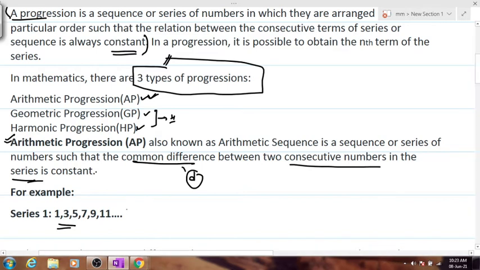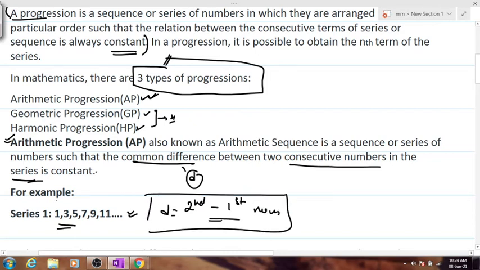Now, can anybody tell me what is the common difference in series number 1? Anyone? The common difference. Very good. Always remember it's calculated by the second number minus the first number. Okay. Some students will directly tell 1 minus 3, it's minus 2. No, the common difference out here is plus 2. Clear, everyone? Copy the definition of AP. This class will be only the introduction of arithmetic progression and nothing else. Clear?